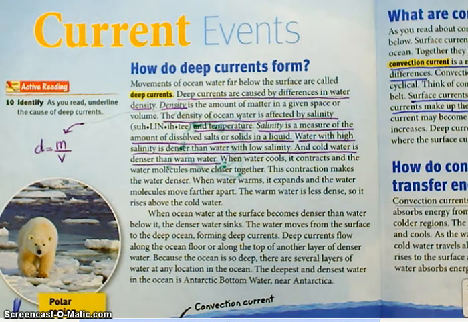Salinity is the measure of the amount of dissolved salts or solids in a liquid. Okay, you can think of it as the saltiness of a liquid.